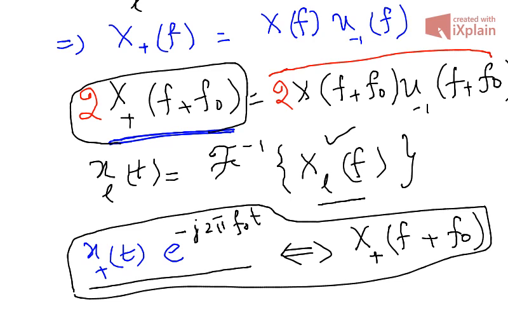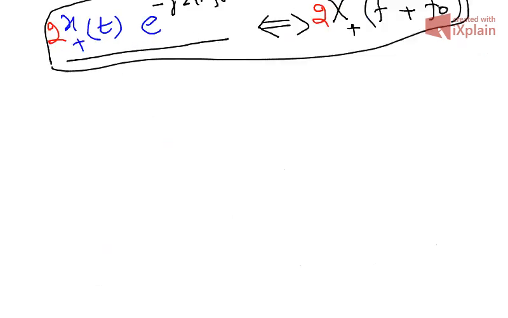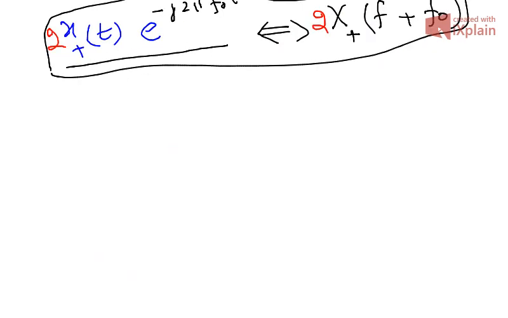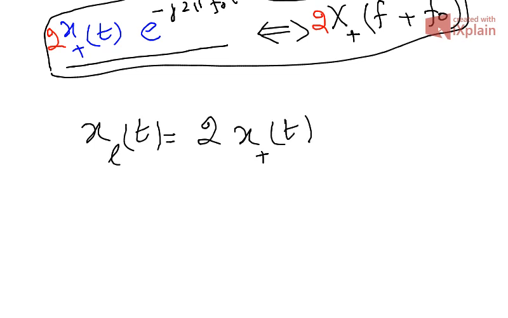2 is there, so we can write our 2 here. Rewrite it, and your signal would look like this. Your XL of t would look like this: 2 times x positive of t e raised to the power minus j 2 pi f naught t.